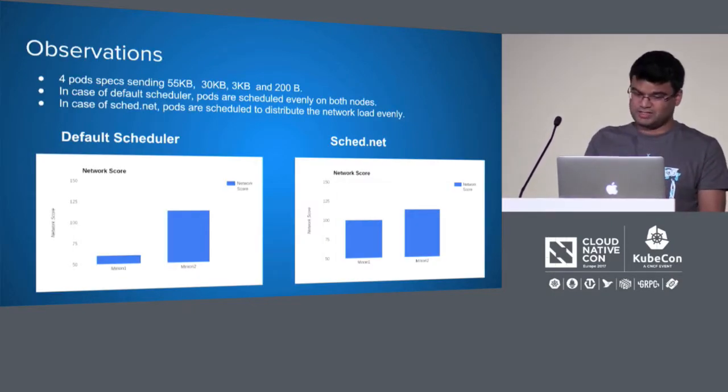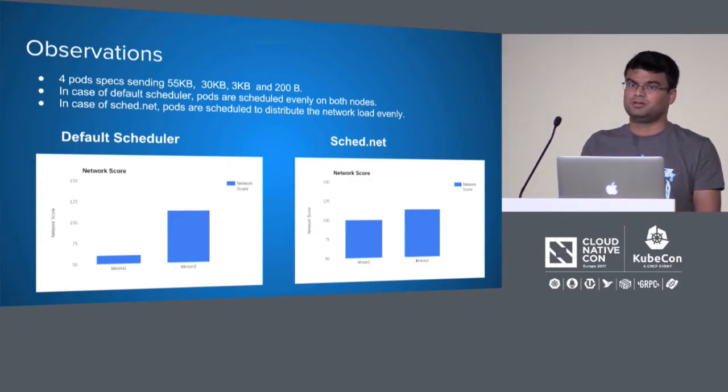So what we essentially saw is that we had 4 pod specs which we wanted to schedule. In case of the default scheduler, they are scheduled more evenly, like 2 pods on each node, in which case the network load is not really distributed. While in case your scheduler takes the network load into consideration, then it's more uniform.